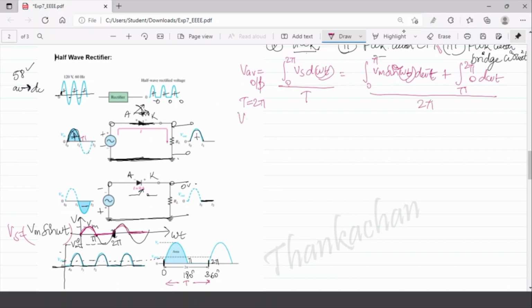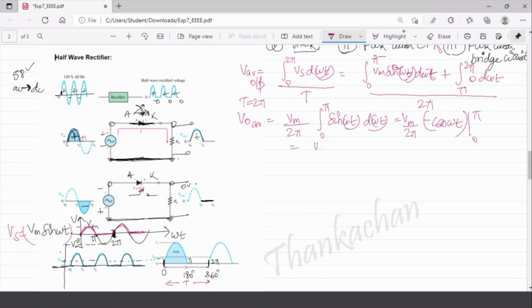So how much is the average value? Average output voltage, that comes out to be integration from 0 to pi of Vm sin omega t d omega t divided by 2 pi. Vm is a constant, and this 2 pi is also a constant, so I am taking them outside. We have integration of 0 to pi sin omega t d omega t, and the 0 part gets cancelled. So what is the value here? Vm by 2 pi, and integration of sin omega t, we know that this is minus cos omega t from 0 to pi limits.